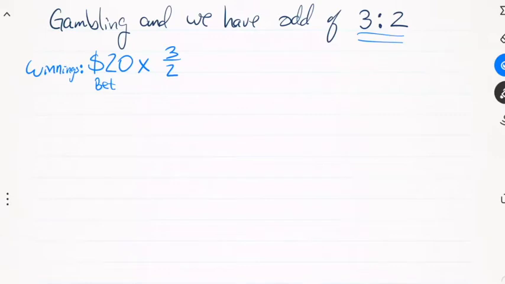No, this is not a probability. This is still odds. So if we multiply 20 by 3 halves, we're going to end up with, let's see, 2 goes into 20, 10. 10 times 3, we're going to win $30. Now this is just winning. You also get to pull back what you bet, which is the $20, so you don't lose that at all.